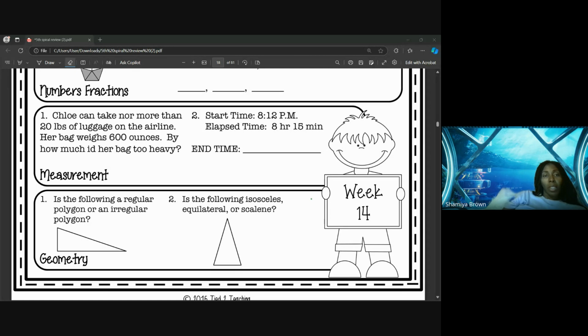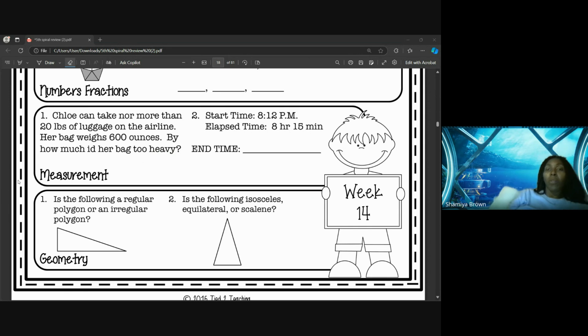Number 1 says, Chloe can take no more than 20 pounds of luggage on the airline. Her bag weighs 600 ounces. By how much is her bag too heavy?